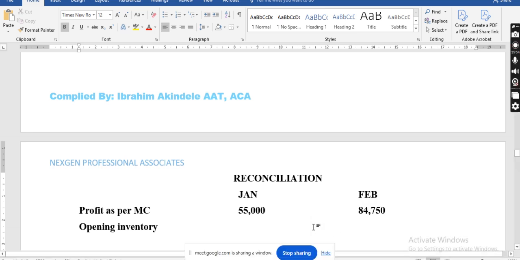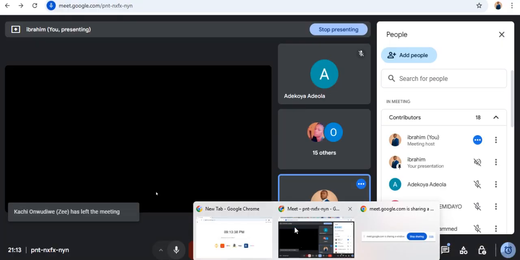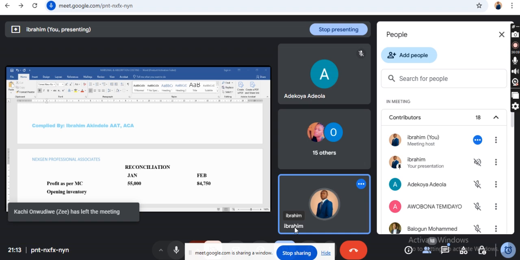So in this case, there's a logic here. Please, I want you to understand the logic. The logic here is that if you are starting with profit as per marginal costing or profit as per absorption costing, you will state it this way.